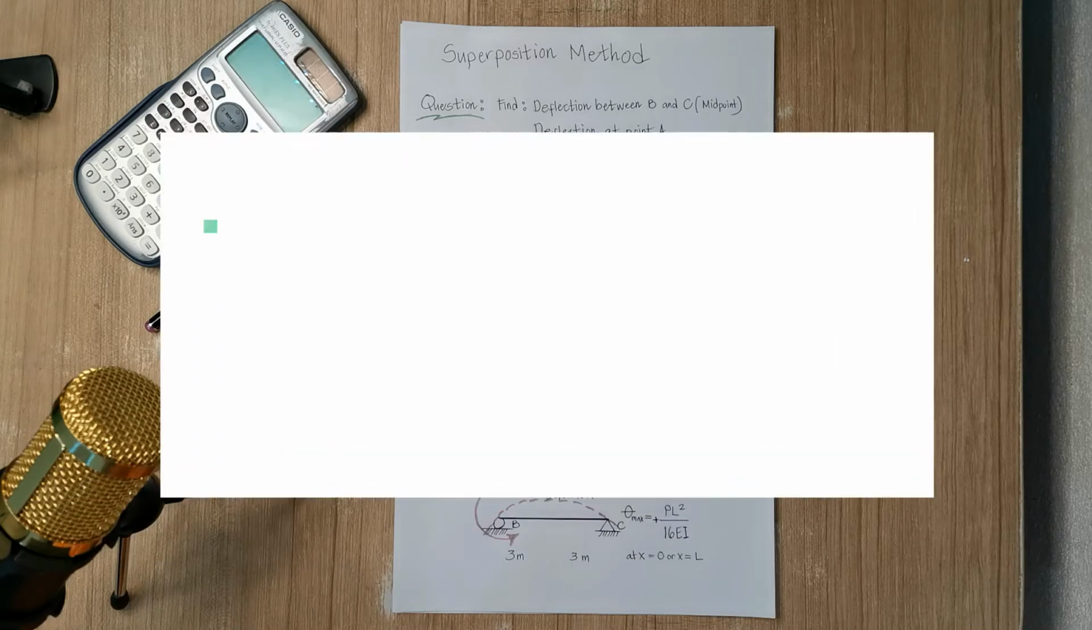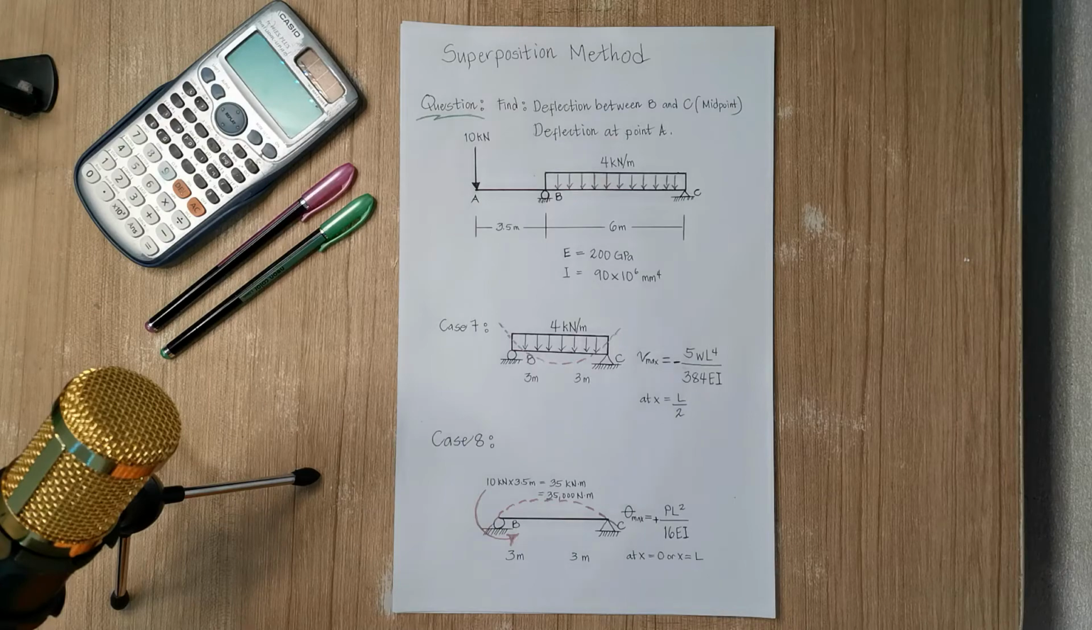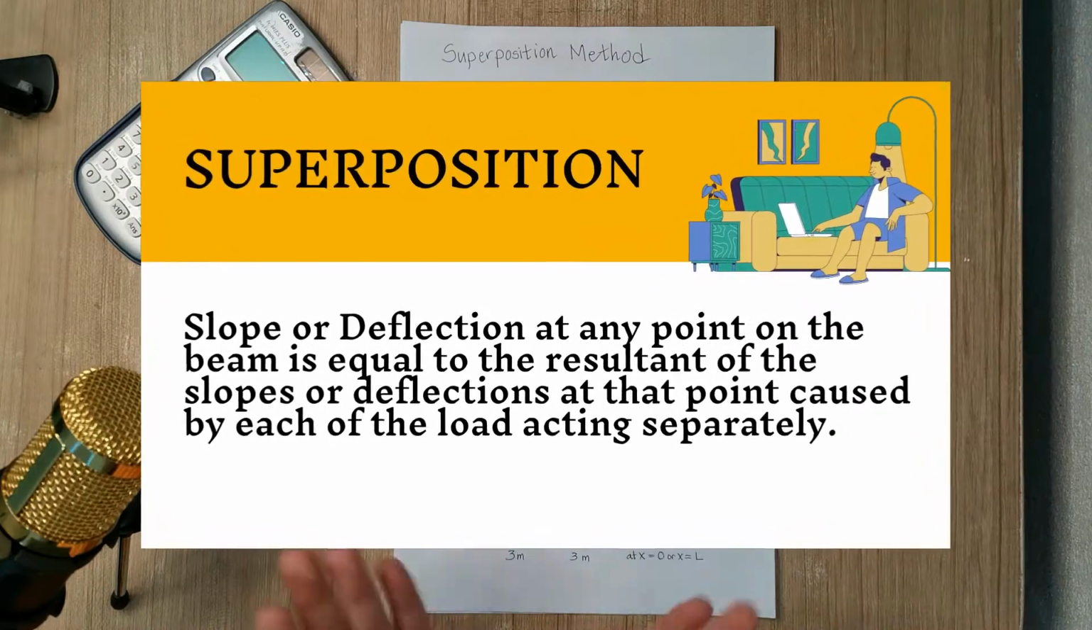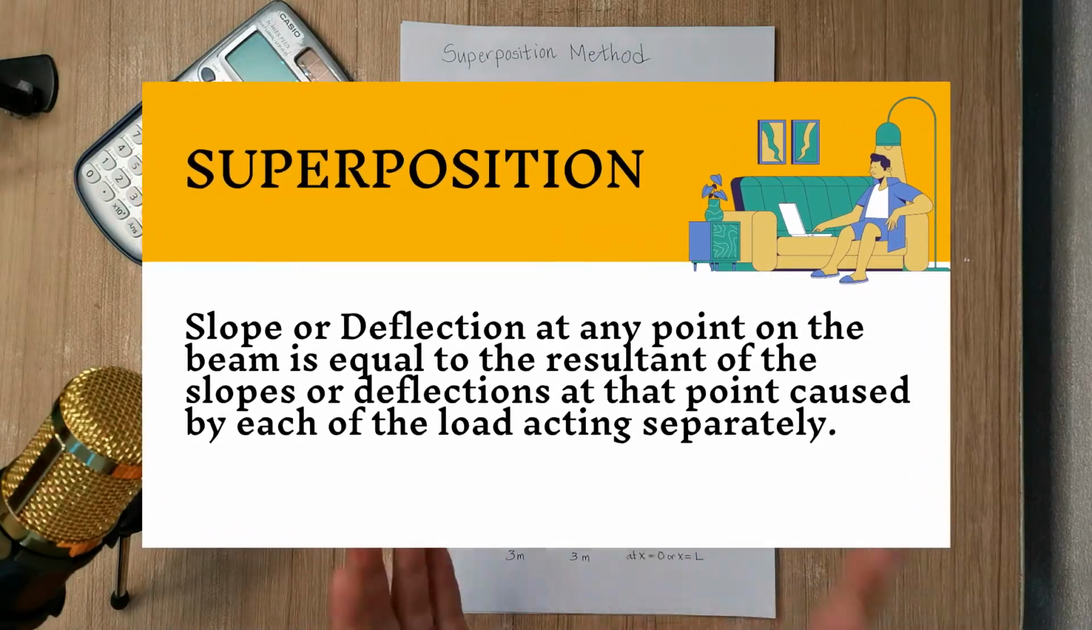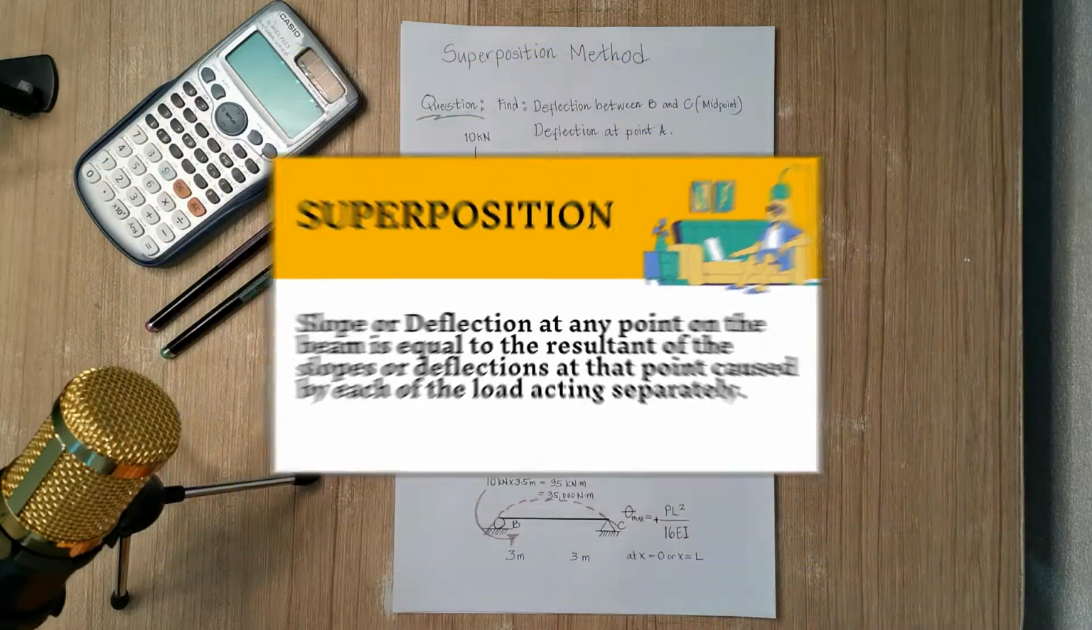I'll discuss the superposition method. Let's start with just a brief introduction of what superposition is. Superposition is a slope or deflection at any point on the beam is equal to the resultant of the slopes or deflection at that point caused by each of the load acting separately.